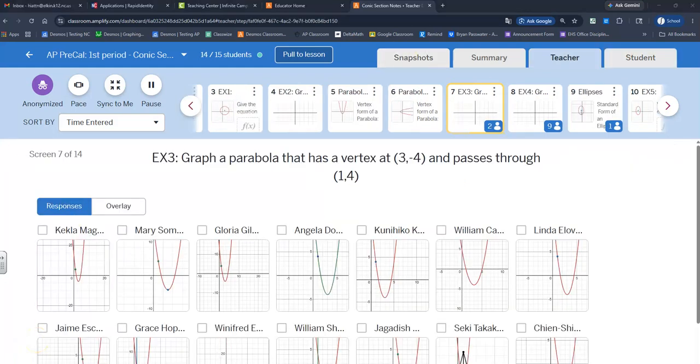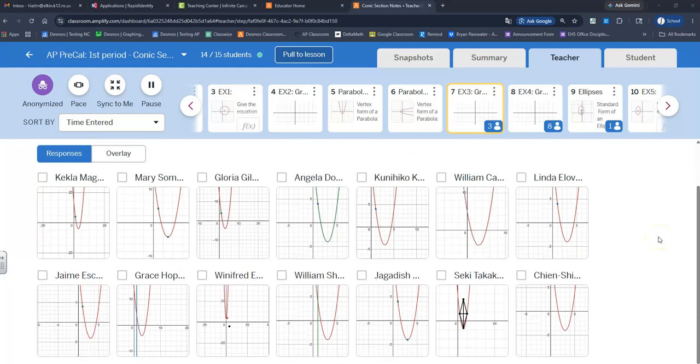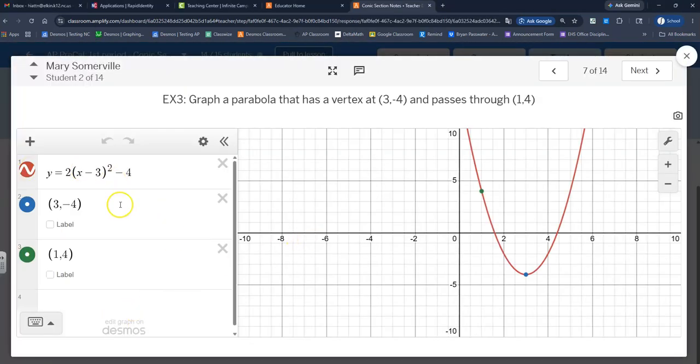For this, I see lots of you that have graphed the points. It looks like it's working out. Let's just click on one. Mary here, we got the point (3, -4), and we've also got the point (1, 4) graphed. We got the equation y equals 2 times (x minus 3) squared minus 4.